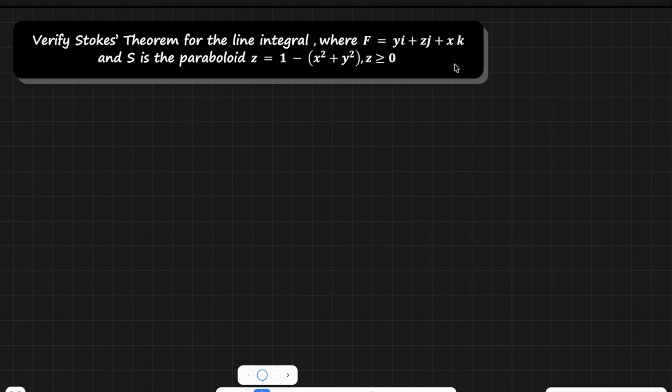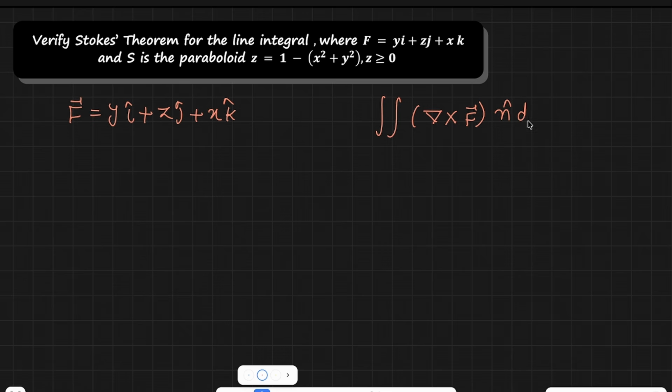Now let's take one more example on this, that is again very, very important. In this case, let's say your f is given as y i cap plus z j cap and x k cap. This is your f. So again, to apply the curl theorem, this is basically a double integral, so finding the curl of f dot n cap, and this is your ds.